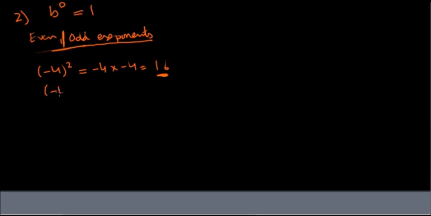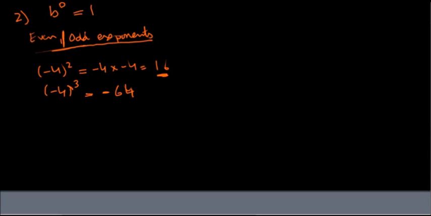However, when you have an odd power on a negative number, this will always give you a negative answer. So in this case, it's negative 64. This knowledge would come in handy many times.